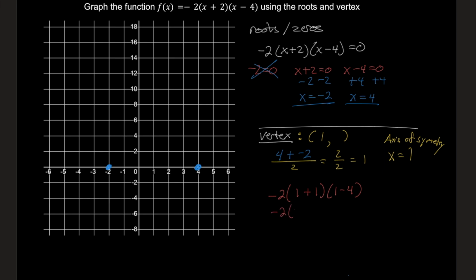Negative 2 comes down, 1 plus 1 is 2, and 1 minus 4 is negative 3. Negative 2 times 2 is negative 4, and then negative 4 times negative 3 is positive 12. So my y value for the vertex is 12, making the vertex the point (1, 12). Now we just have to try to draw the U-shaped graph in as best we can. So let's give it a go. Probably not the best I've ever done, but not too bad. There we go.